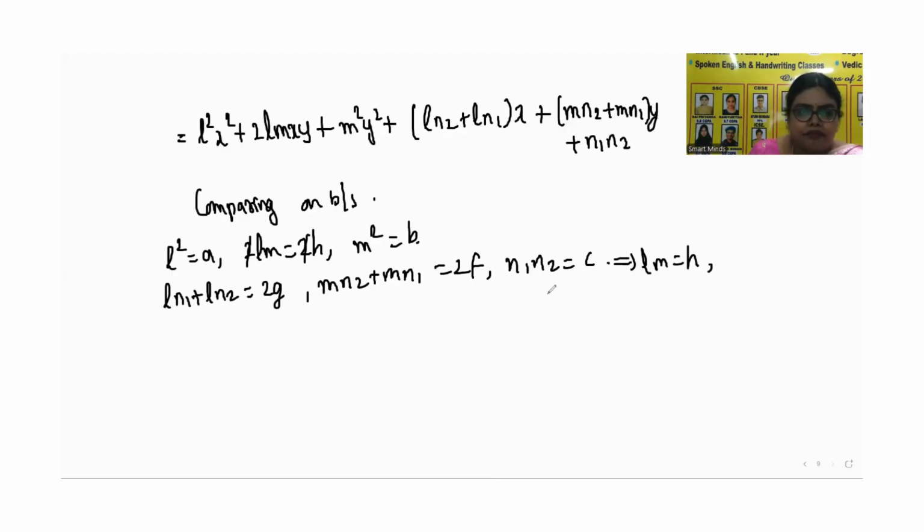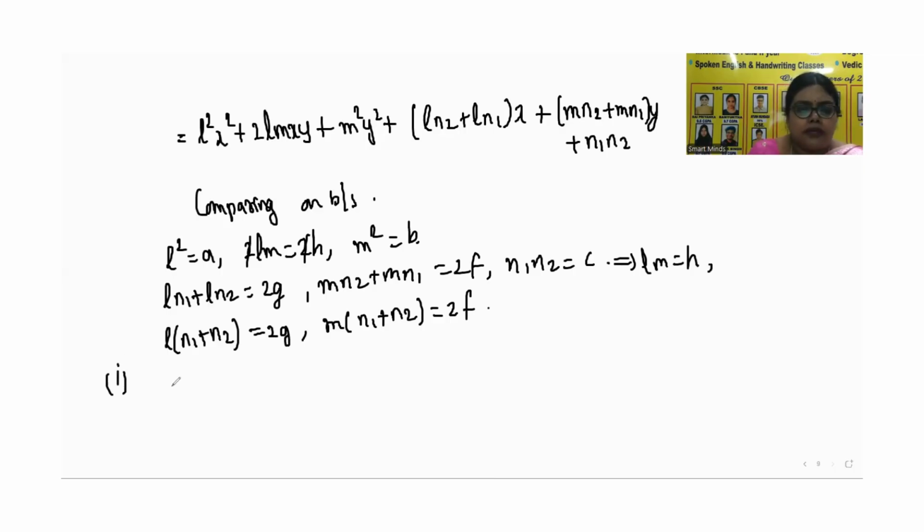Then from this equation, if I take L common, we get L into n1 plus n2 is equal to 2G. And from this, if I take M common, we get M into n1 plus n2 is equal to 2F.